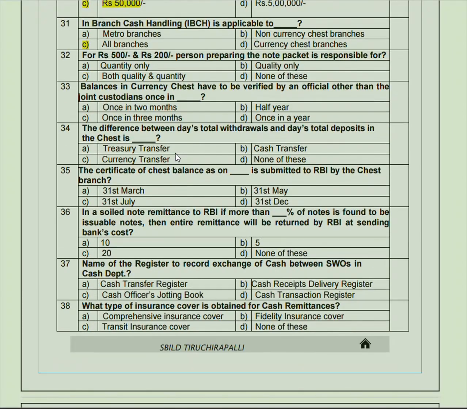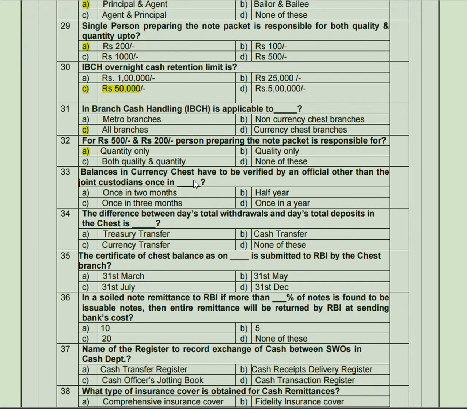Okay, so 32nd. For 500 and 200, the person preparing the note packet is responsible for that quantity only. As we have seen here, the single person preparing the note is responsible for both quantity and quality up to 200. But for 500 and 200, the person preparing the note packet is responsible for quantity only.